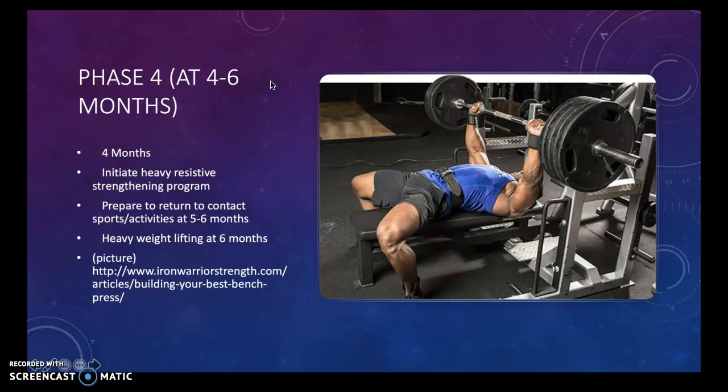So phase 4, this is at 4 to 6 months. So at 4 months, you can initiate a heavy resistive strengthening program and prepare to return to contact sports or activities at 5 to 6 months. And you can even start heavy weightlifting at 6 months. Like this guy right here. He's got a pretty big bench press on there.